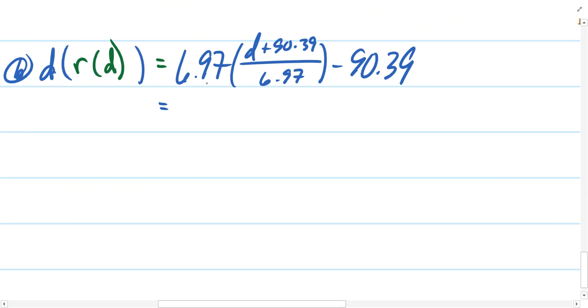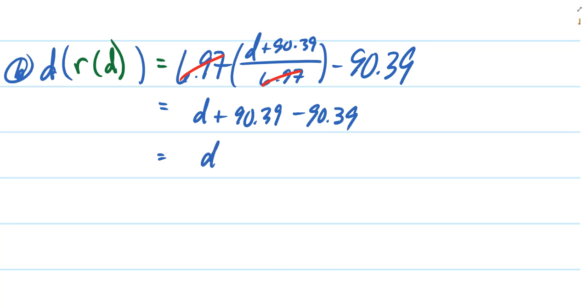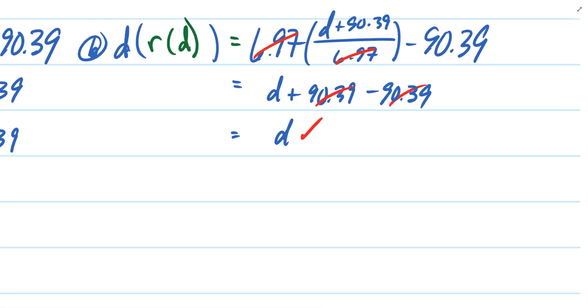Following the order of operations, there's nothing inside of this grouping symbol that can be done, nor this division, so we will go ahead and distribute in. The 6.97 will cancel with this 6.97. And we're left with d plus 90.39 minus 90.39, and the two 90.39s will cancel, and we're left with d. So that's a good test. We should also investigate the opposite direction in order to be completely certain. So now r of d of r should simplify in this case to r.